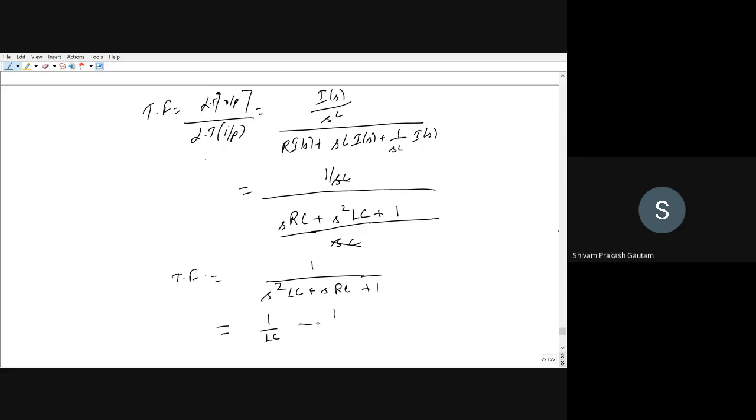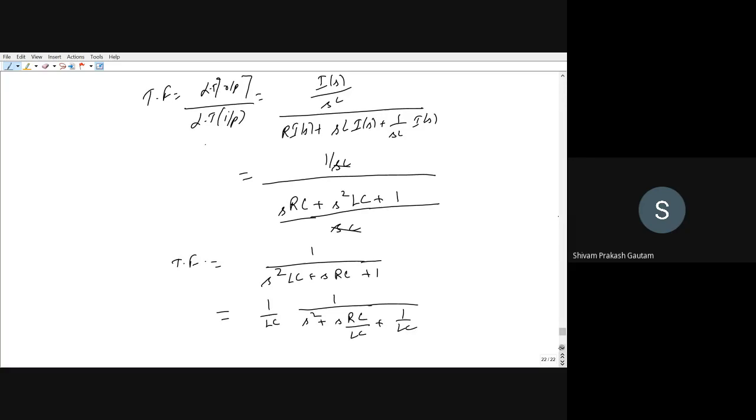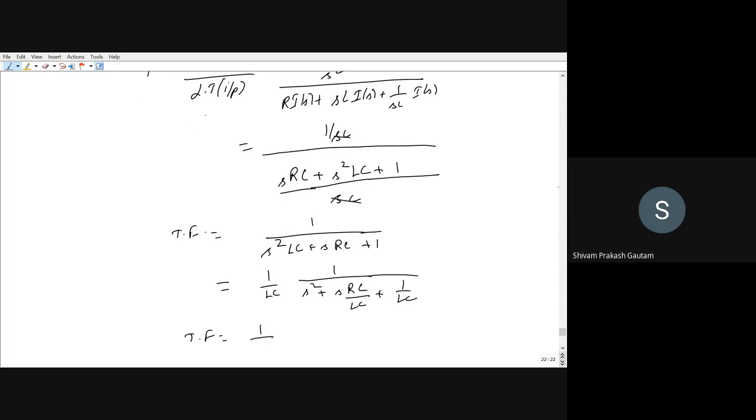Now if you take LC common from the denominator, this will be equal to 1 upon LC into 1 upon s square plus sRC into LC plus 1 by LC. So the transfer function equals 1 upon LC, s square plus, this LC will cancel out, sR upon L plus 1 upon LC. So we have seen that this is the transfer function of the system.